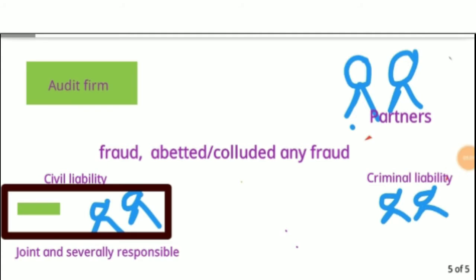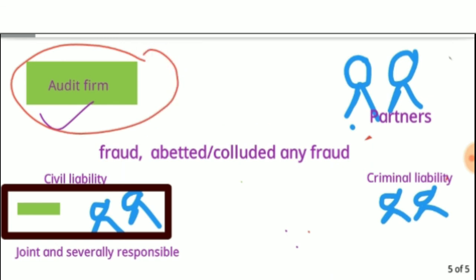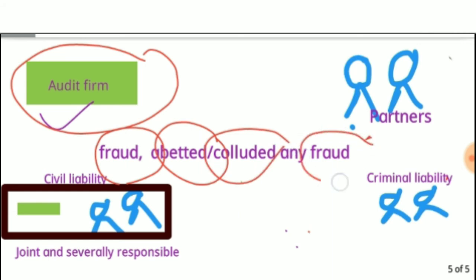So the next section is 147 subsection 5. This mainly states that the audit firm, right? The audit firm has been appointed as the auditor of the company and they are conducting the audit engagement. Okay, and it has been proved that the partners of the audit firm, we know that there will be partners, no doubt, acted in a fraudulent manner, or abetted or colluded in any fraud.